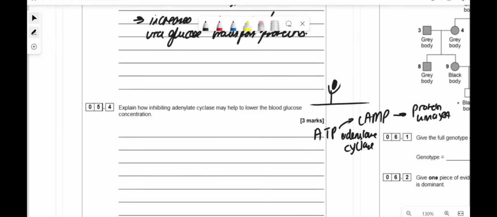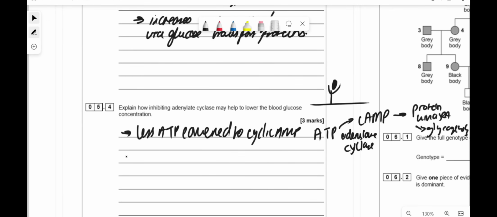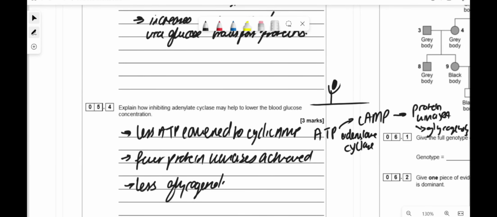All right. So it says explain how inhibiting adenylyl cyclase may help lower the blood glucose concentration. You can see the rest of it on the screen, glycogenolysis. Well, you've got less ATP converted to cyclic AMP, and then obviously you've got fewer protein kinases activated, and then you get less glycogenolysis. So glucagon and adrenaline are the two things that use adenylyl cyclase, the cAMP second messenger model, in A level.